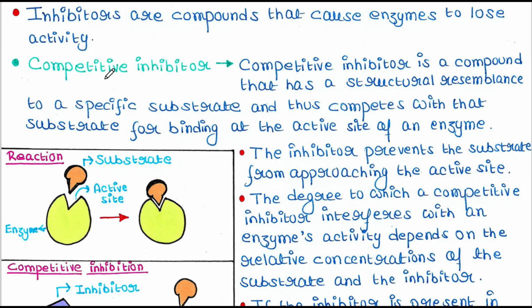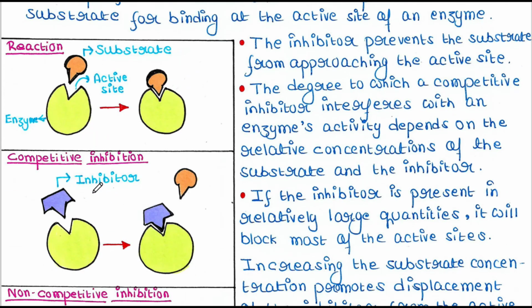From the name itself, competitive inhibitor, you can understand there is a competition. A competition between the substrate and inhibitor takes place. Here basically the substrate and inhibitor look the same. This is the inhibitor. It looks like the substrate. This portion of the inhibitor is exactly the same as this substrate. So it can fit in the active site of the enzyme since its structure is similar to the substrate.